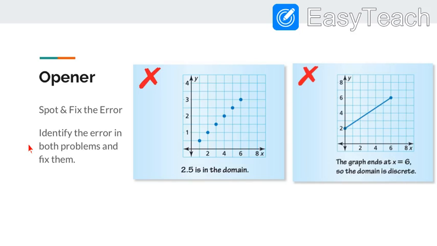For the opener, you guys will be spotting and fixing the errors in these two problems. You'll be doing this on our Canvas page.